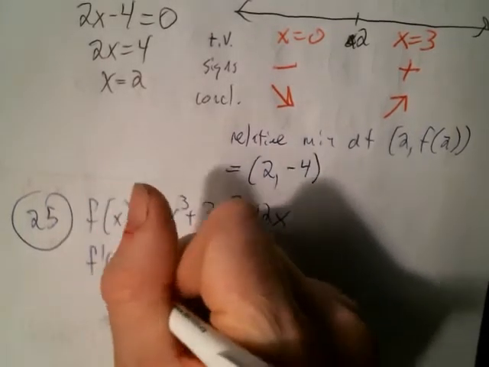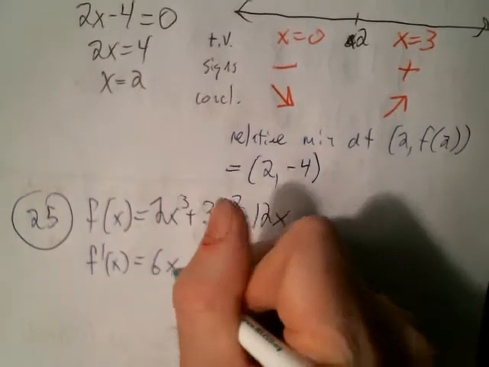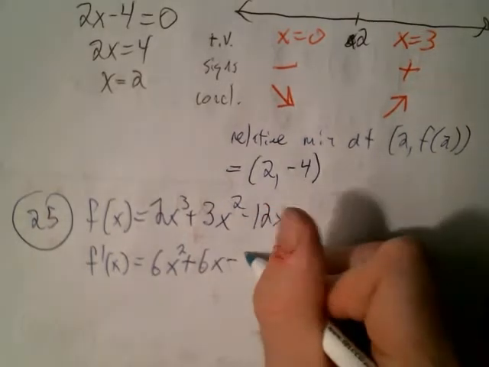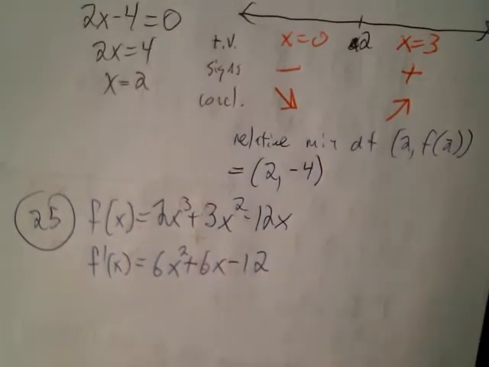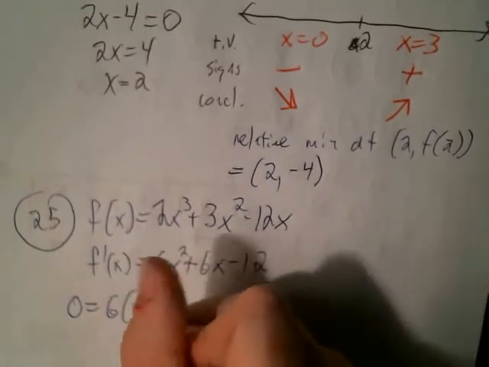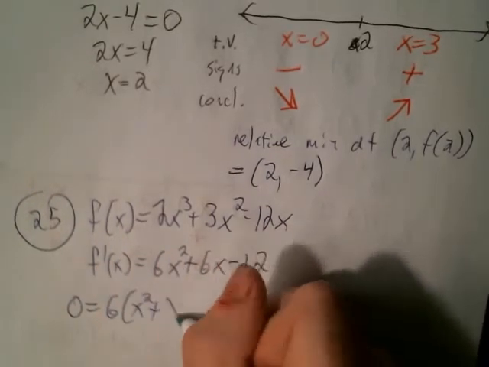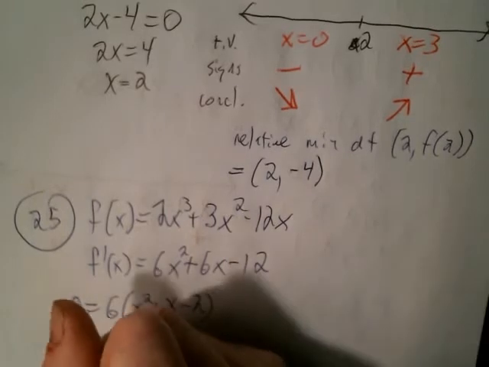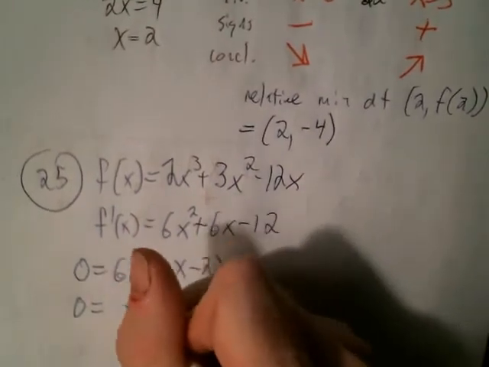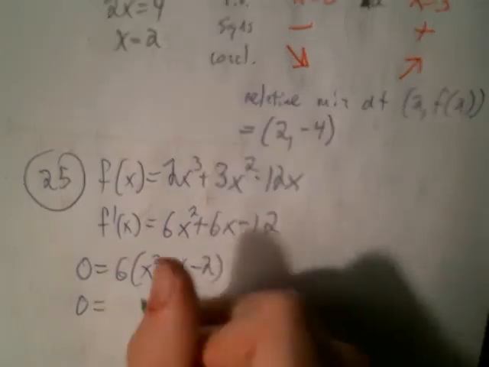Its derivative, f prime of x, is 6x squared plus 6x minus 12. Set it equal to 0. So 0, I'm going to factor a little: 6 times x squared plus x minus 2. You can divide both sides by 6, and you're just left with x squared plus x minus 2.